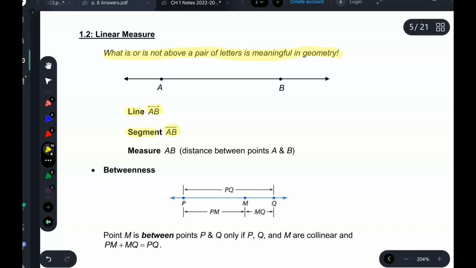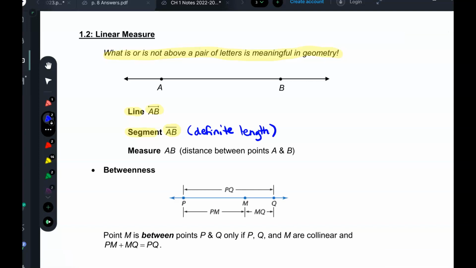So what do you notice? There are no arrows, right? So that means it has a definite length, versus the line we talked about, which goes on indefinitely in opposite directions. Okay. Now, the next one.